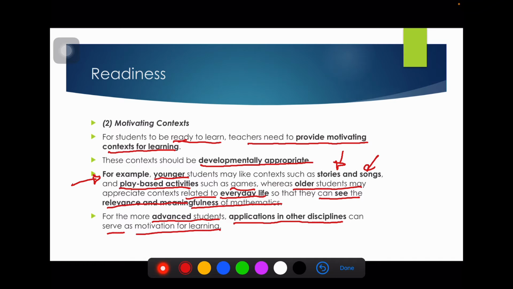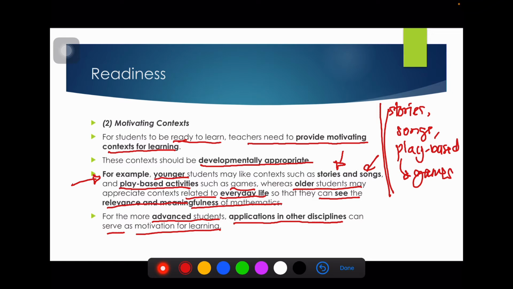Now, for the more advanced students, applications in other disciplines can serve as motivating learning. So, if you are teaching primary school kids, that means they are young students, and their motivating context would be stories, songs, play-based activities such as games. That's why you can bring in videos with songs or audio with songs.